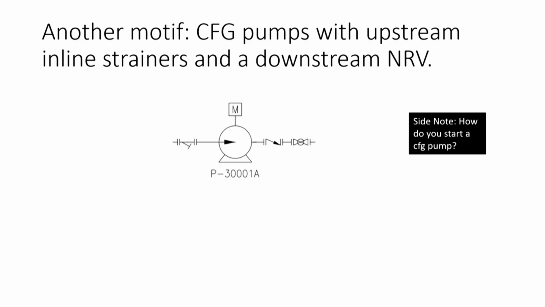Another motif, centrifugal pumps will often have a strainer on the input side, because if there is rust, if there's something, you don't want that to come into the pump and damage the impeller.